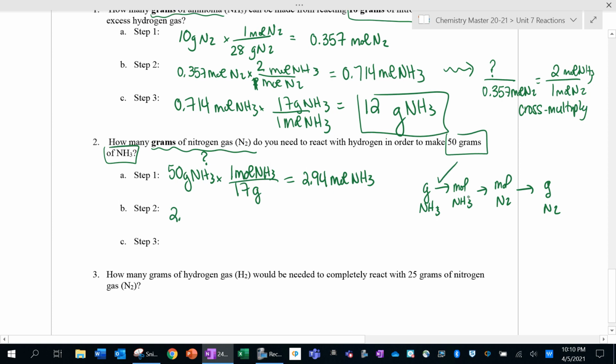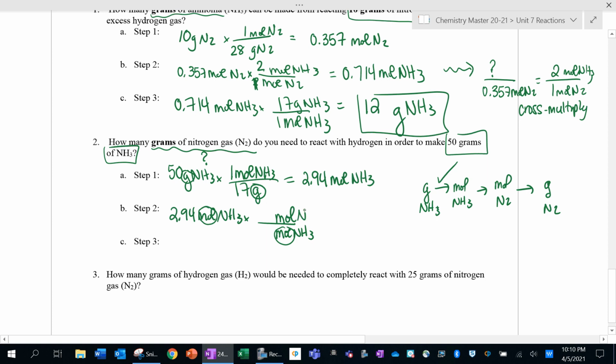Next step, I'm going to go from moles NH3 to moles N2. Notice if you like this fraction method that I use, it's something called dimensional analysis. And you might notice a pattern here that whatever unit I have on top goes on the bottom. So if it's moles NH3 on the top, it's going to be moles NH3 on the bottom of this fraction. Notice how grams was right here and grams went on the bottom of the fraction. That's another way you can help figure out how to set up these ratios.